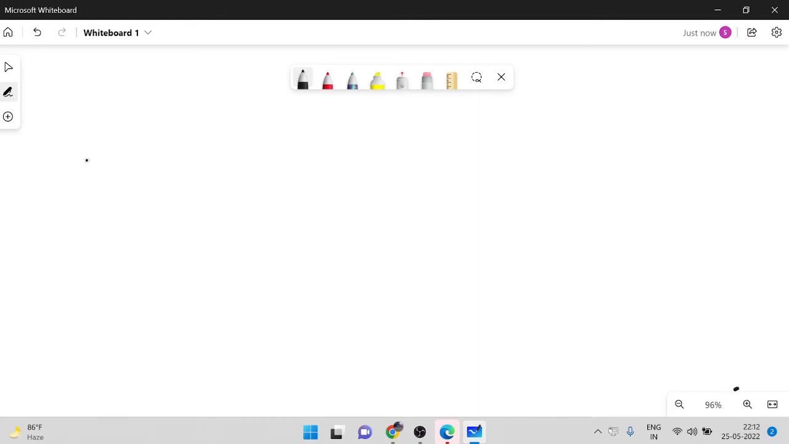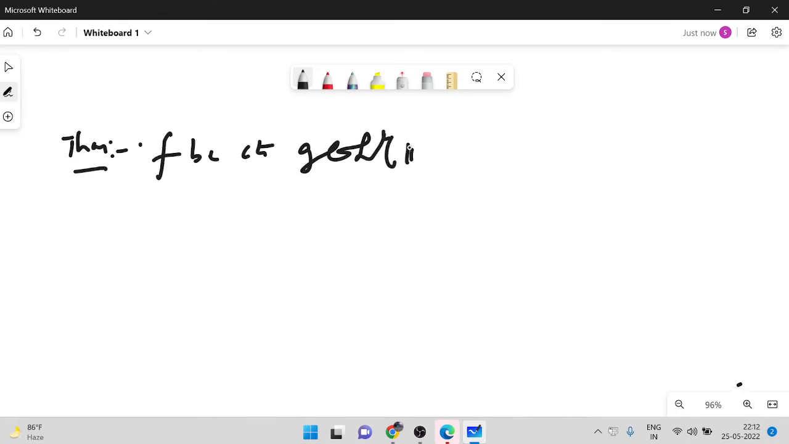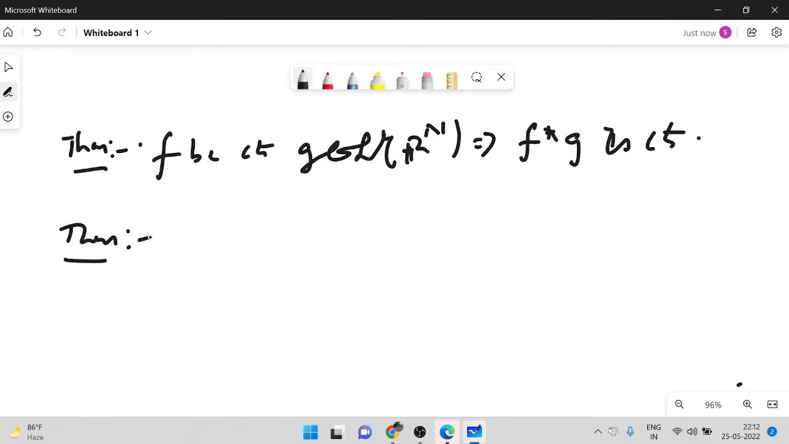Okay, now let us go to another. I'm just stating the theorems, that's it. So let f be a continuous function, and g be an integrable function, L1 of R, this implies f star g is continuous.